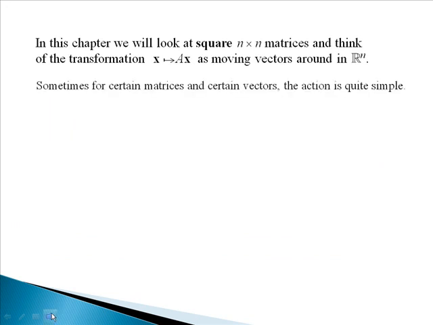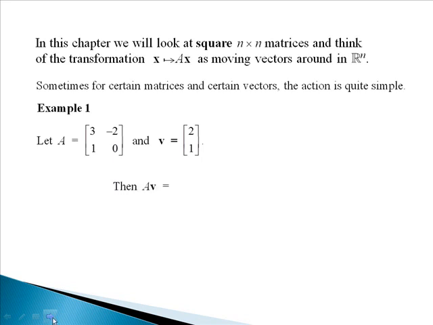So sometimes for certain matrices and certain vectors, the action is simple. In this example, we're going to look at our matrix A, given here, a 2 by 2, and a vector v. If we multiply A times our vector v, remember that we go across and down. When we do that, our first entry will be 4, and our second entry will be 2. If you take a look at the relationship here, you can see that that is exactly double the vector v. So we've multiplied v by 2.